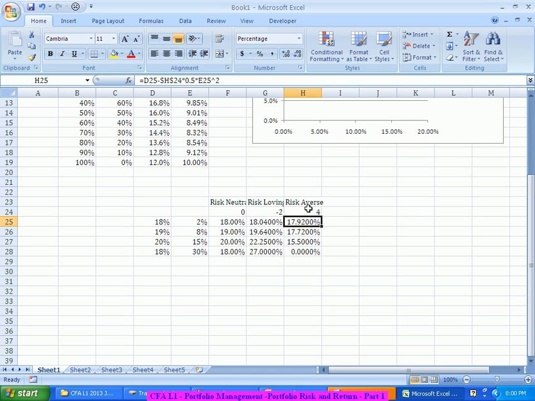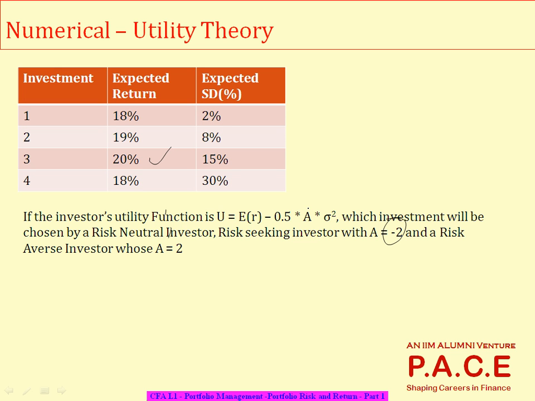Then how am I computing that? See, that utility equation is a curve. Expected return minus 0.5 A sigma squared is nothing but a graph, a kind of parabola, because there is a square involved in it.